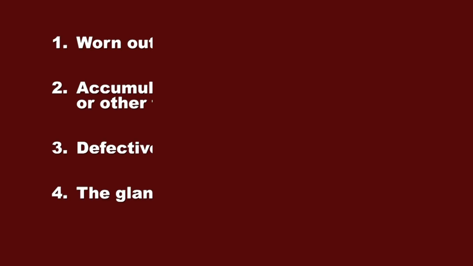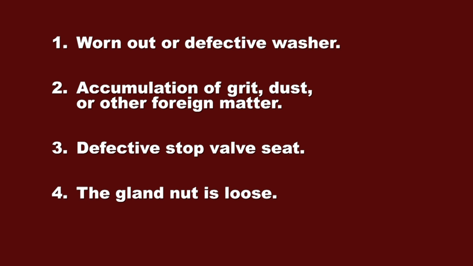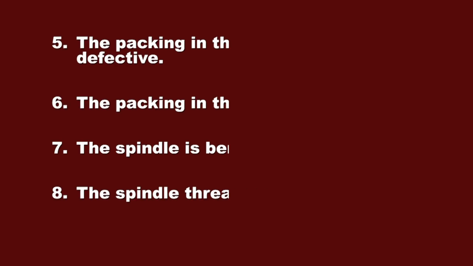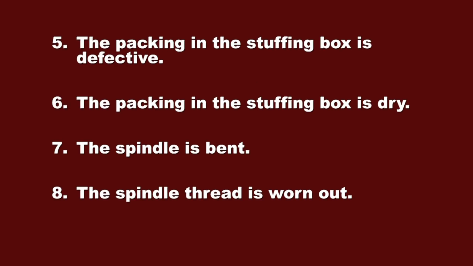Now student, can you think causes of stop wall? Yes, there are many causes of stop wall. Here we focus on some causes of stop wall. First one, worn out or defective washers. Second one, accumulation of grit, dust or other foreign matters. Third one, defective stop wall seat. Fourth one, the gland nut is loose. Fifth one, the packing in the stuffing box is defective. Sixth one, the packing in the stuffing box is dry. Seventh one, the spindle is bent. Eighth one, the spindle thread is worn out.